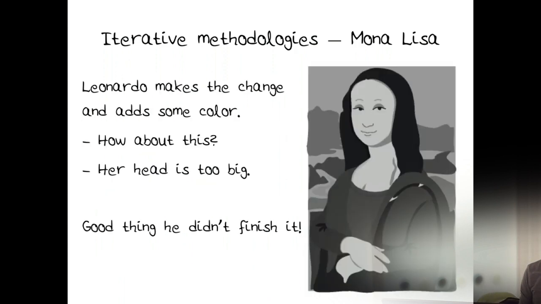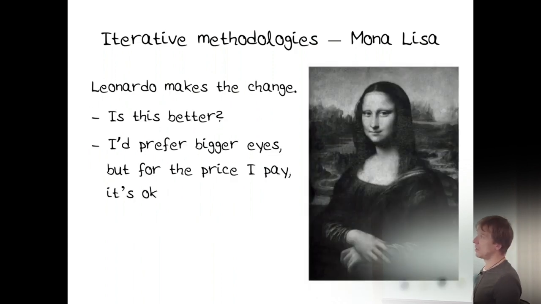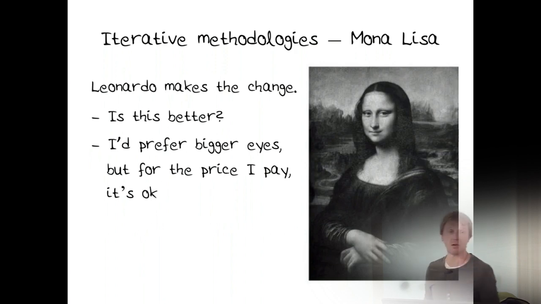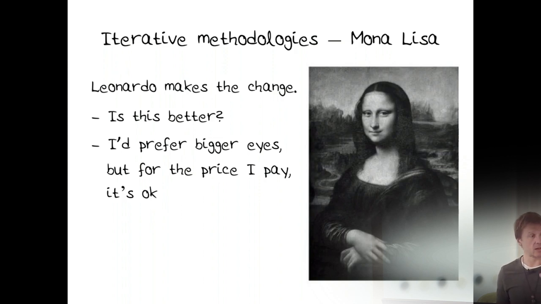So what he does, he iterates, right? Says, okay, so he makes a change and adds some color. So how about this? Well, the customer says the head is too big. Well, it's a good thing he didn't finish it again. And he makes a change and says, is this better? Well, I prefer bigger eyes, but for the price I pay, it's okay. Right? So that's what iterative means. Take a chunk of something, you give it a shot, and you show it. Is this good enough? Well, you get feedback, and then you incorporate that feedback and modify it, and you show it again until you're done.